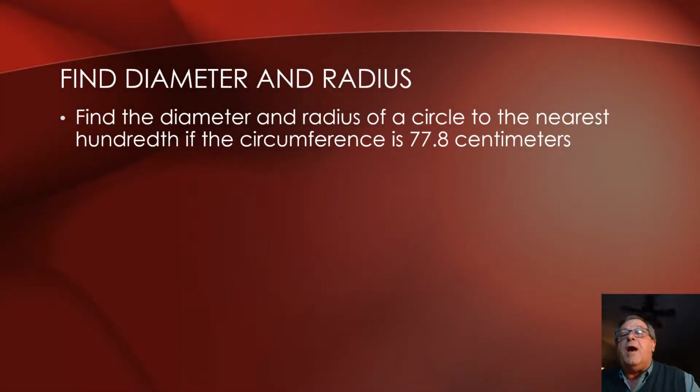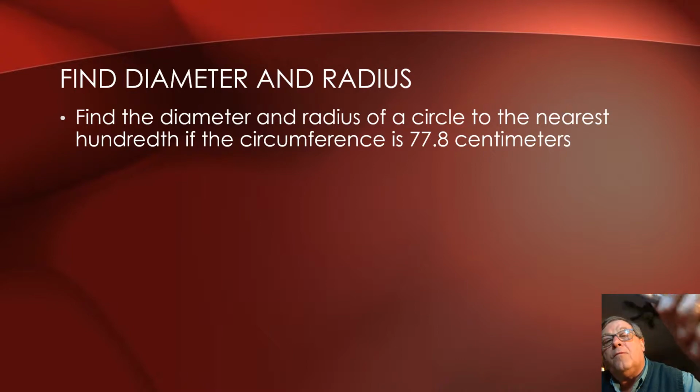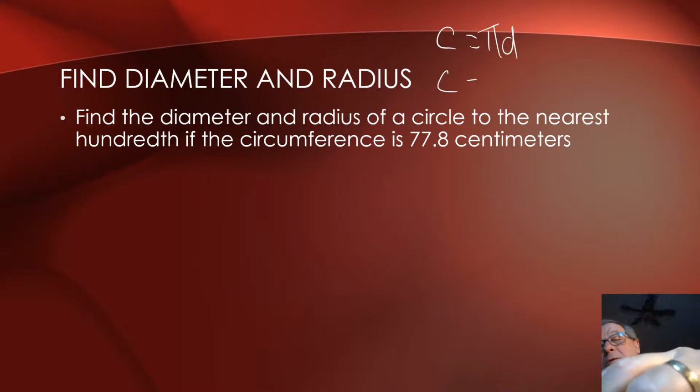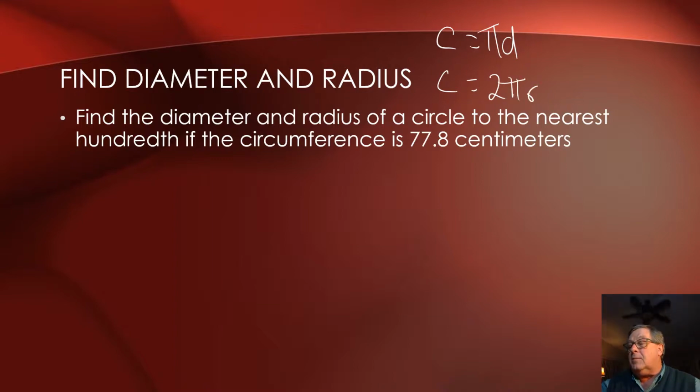Well, now, since we have learned our formulas for finding circumference, where circumference equals pi times the diameter, or circumference equals 2 times pi times the radius, or 2 times the radius equals the diameter, we can, if we know the circumference of a circle, find the diameter and the radius.